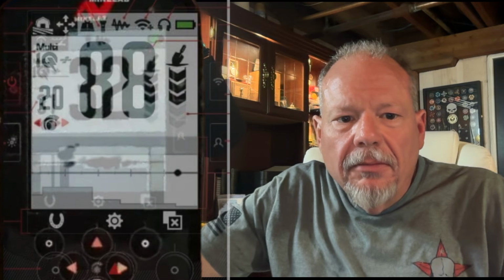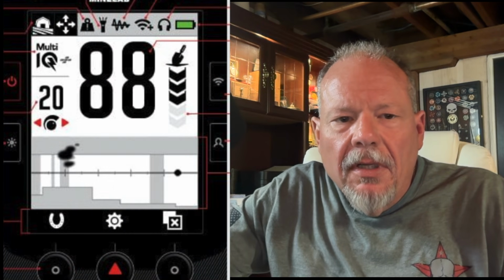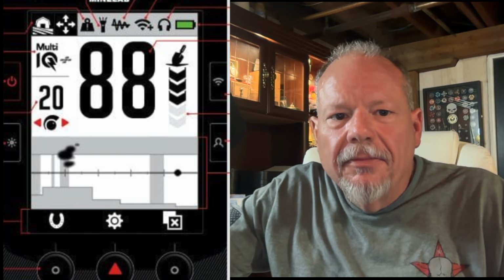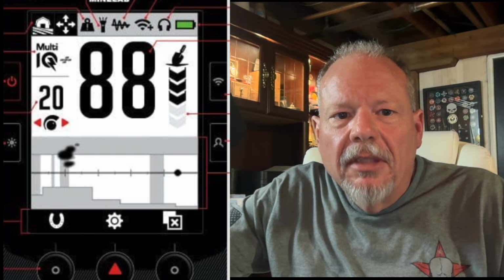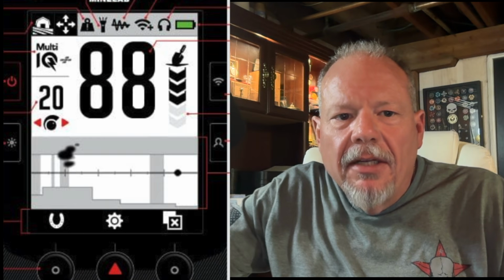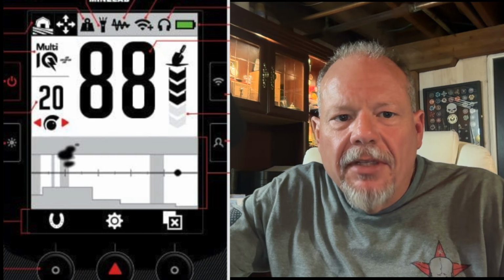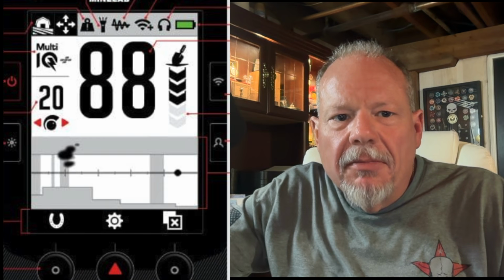Number 4. All right. This is a United States quarter. Right here, on the upper limit there, 88. You've also got some junk here. You've got some nails in around it, okay? Probably right in the vicinity of the quarter with some nails, okay?